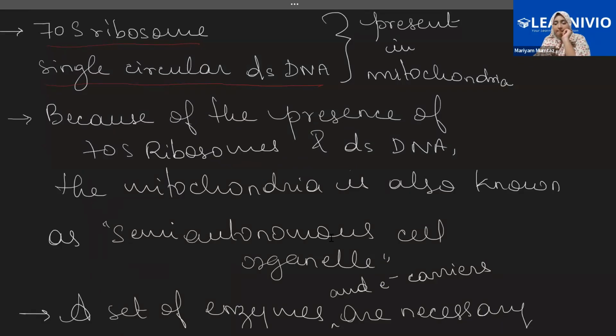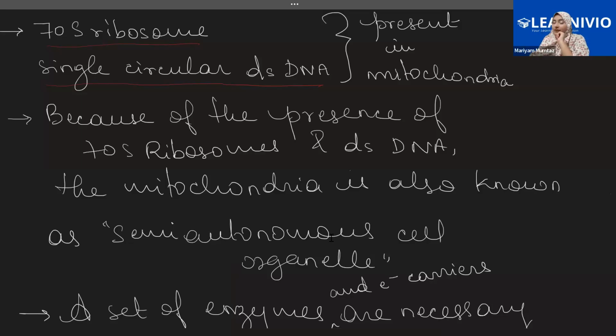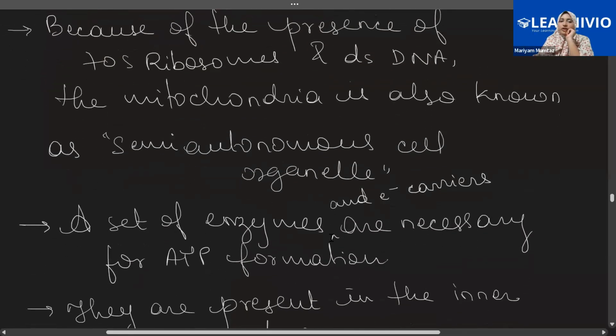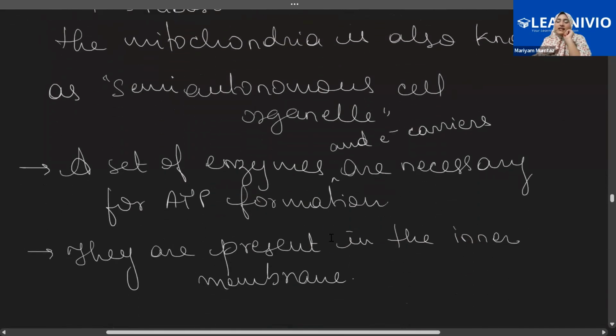Ma'am, 70S ribosome is only counted for prokaryotes, right? See, the cytoplasmic ribosomes that are there are 80S in the case of eukaryotes. But the ribosomes that are present in mitochondria and the ribosomes that are present in chloroplast are 70S. Oh, so for both prokaryotes and eukaryotes. Prokaryotes don't have mitochondria. Okay. So, because the mitochondria has its own ribosome and its own DNA, it is known as a semi-autonomous cell organelle.